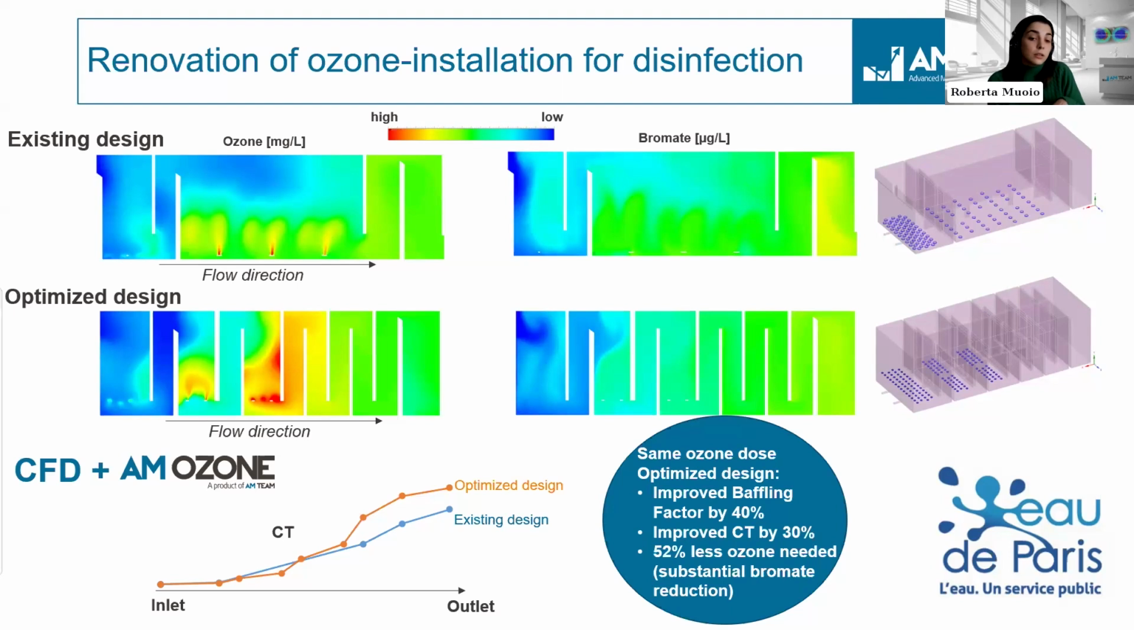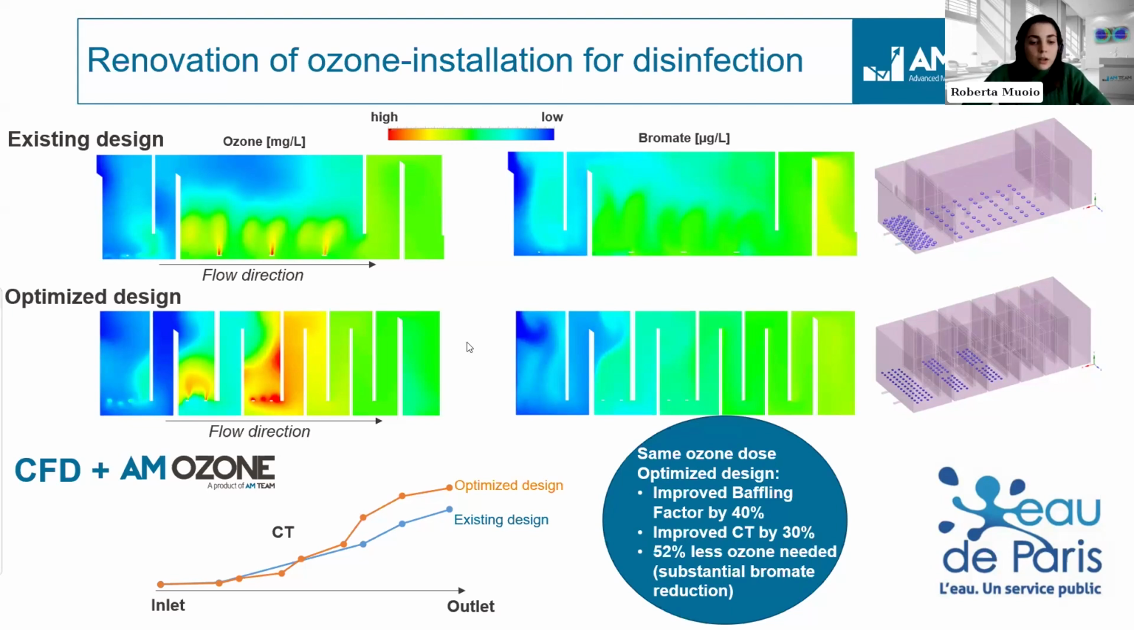So there were gradients of ozone, so low ozone concentration and very high ozone concentration, especially in this second chamber, a very wide chamber where ozone is dosed. And in the optimized design, we could avoid this and provide ozone in a more optimal way, which gives more uniform concentration of ozone along the reactor, while keeping the same bromide formation at the same dose.